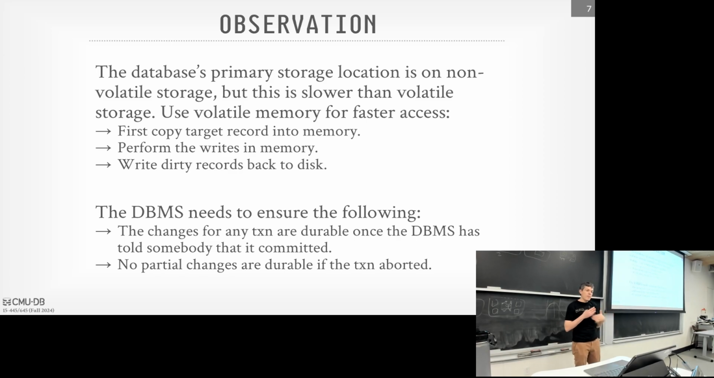And then there'll be some algorithms and choices we're going to make to allow us to maximize the amount of sequential access for reading and writing data from disk because that's going to be slower than random access. Whereas if it's in memory, we need random access very quickly. So if we got to modify something, we're going to first copy the pages into memory, perform the writes on the pages in memory, and then we got to write back these dirty records out to disk.